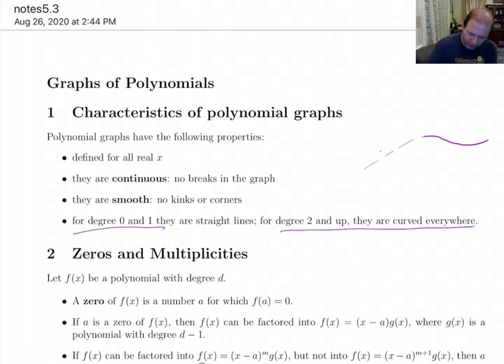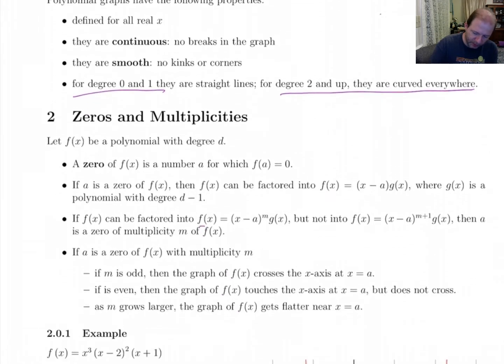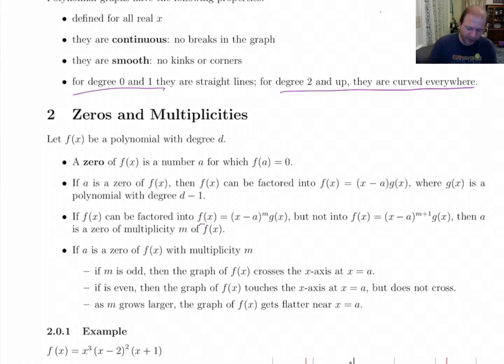All right, so let's look at multiplicities and zeros. I want to do a few definitions. Then we'll look through some of this stuff, but then we'll just jump to some examples because I think examples are a better way to get some of these ideas across. A zero of f of x is a number a for which f of a is equal to 0. Now that's true for any function, not just a polynomial.